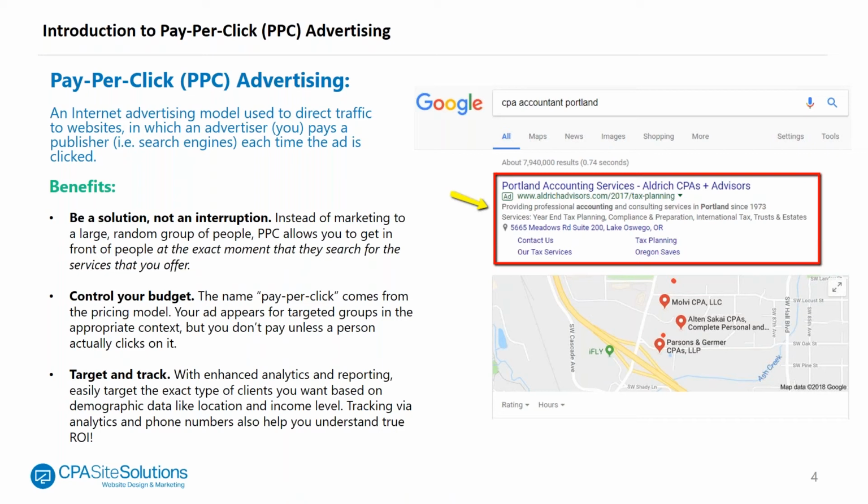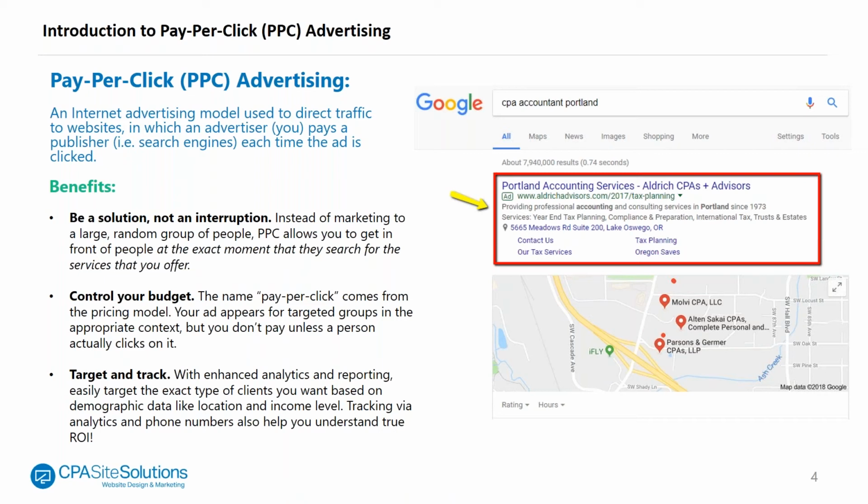Getting back to the cost of it. Again, you pay per click, but it allows you to have a very small budget, whether you want to spend $100 a month or whether you want to spend hundreds of thousands of dollars a month. You can set that limit, and you only pay each time someone clicks your ad.